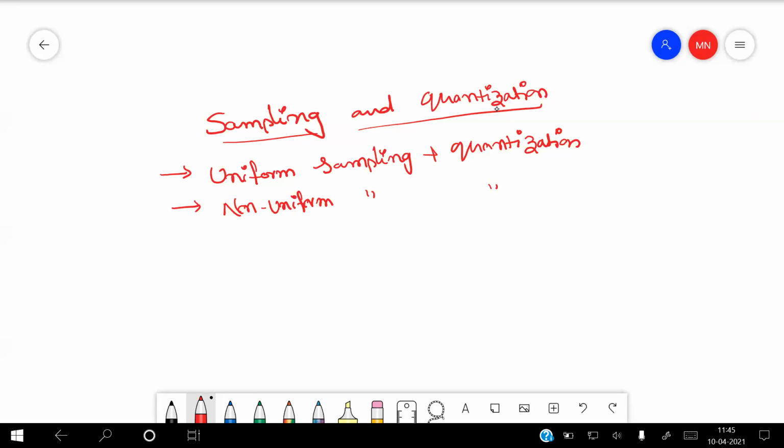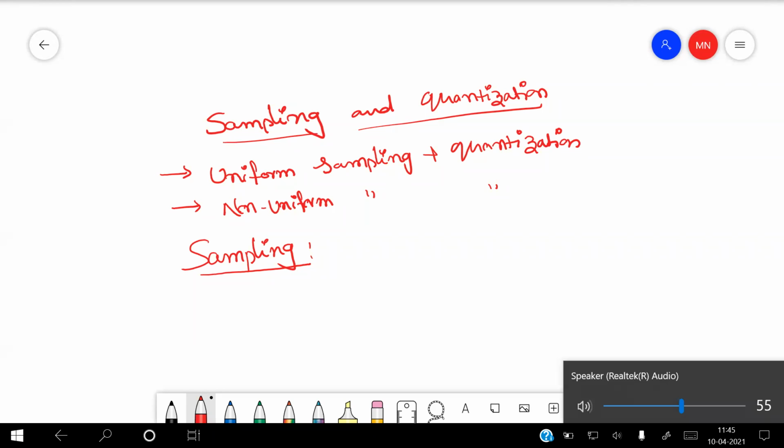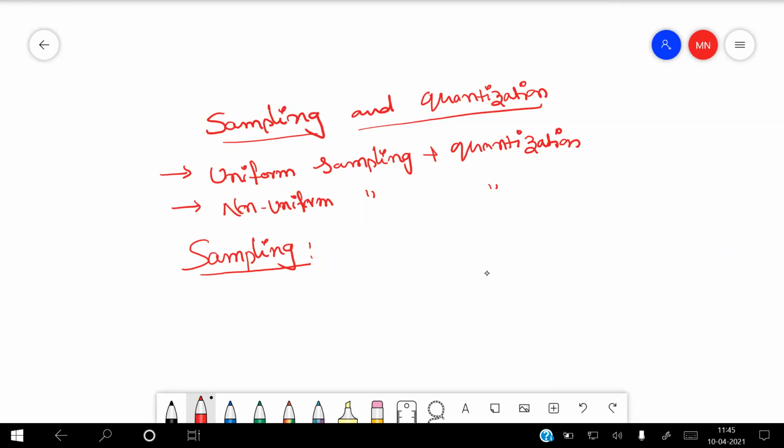Now, first we will define what is meant by sampling. What is meant by sampling? Sir, converting a continuous time signal to discrete time signals in the form of samples is called sampling, sir. So discrete samples, right?